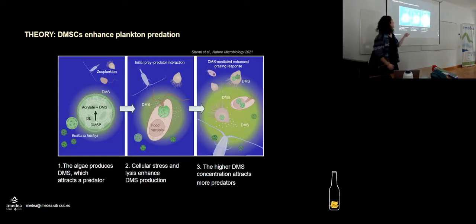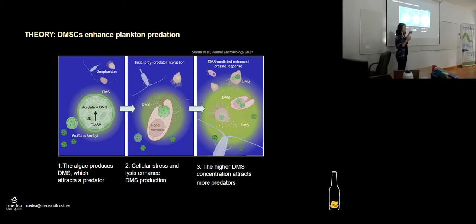So there's a theory that says that DMS enhances plankton predation. This is a scheme from a paper that was published last year, which supports the idea that there's a positive feedback between this compound and a predation event. At the beginning we have the microalgae, it emits DMSP, DMS, and acrylate.